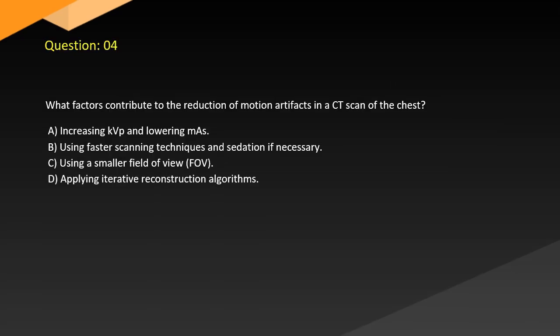Question 4. What factors contribute to the reduction of motion artifacts in a CT of the chest? A. Increasing kVp and lowering mAs. B. Using faster scanning techniques and sedation if necessary. C. Using a smaller field of view (FOV). D. Applying iterative reconstruction algorithms.